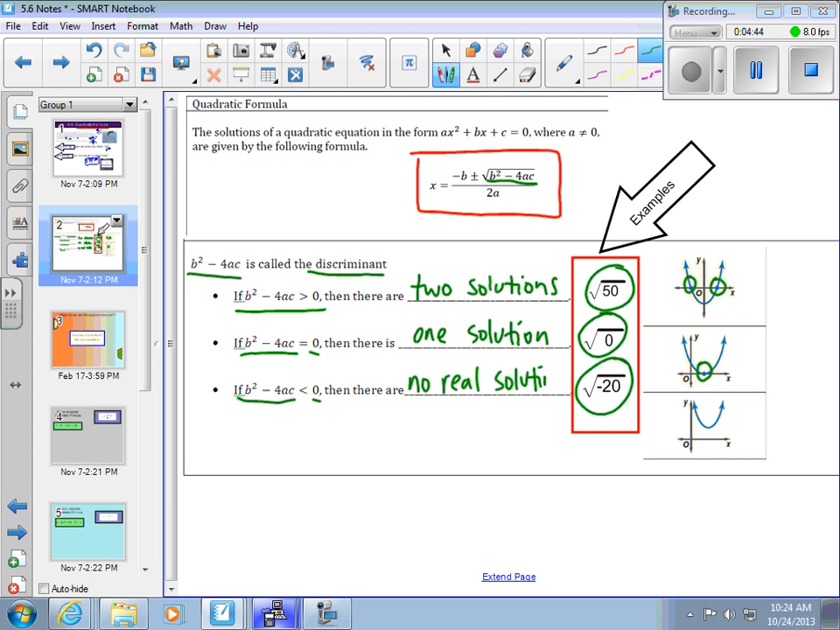However, you will get 2 imaginary solutions. So you won't get any real ones, but you could solve and use i in your problem and get two imaginary solutions. But in this case, the graph never hits the x-axis. All right, so let's go back to our problem.